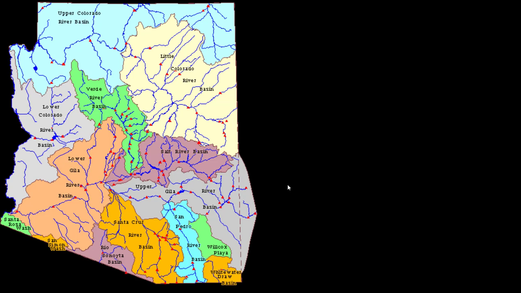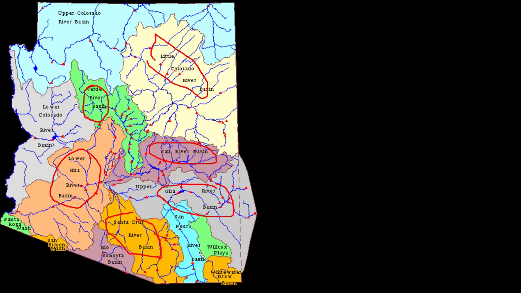This is a map of Arizona showing the different watersheds, including the Little Colorado River Basin, which we just mapped, Verde River Basin, Salt River Basin, sorry, Gila River Basin, Lower Gila River, Santa Cruz. These are the main primary rivers that you'll find in Arizona. I'd like you to pick one of those rivers to map onto the map that I've given you.